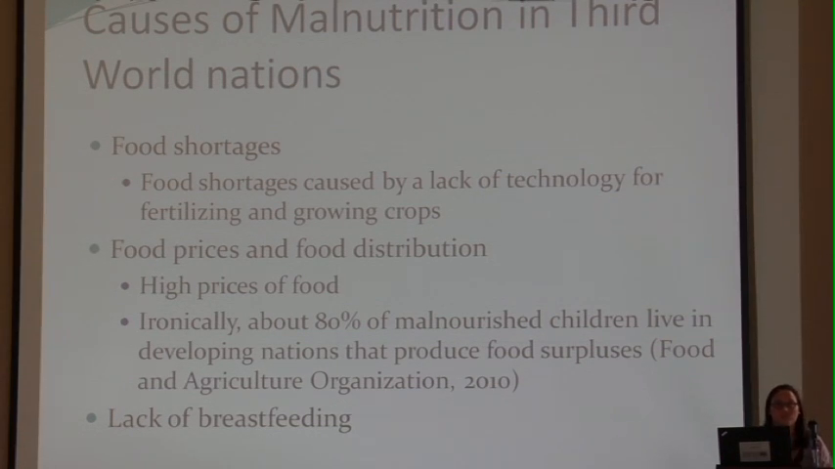In third world nations, some causes of malnutrition are food shortages. It's caused by a lack of technology for fertilizing and growing crops, food prices and food distribution, high prices of food, and ironically, as I said before, 80% of malnourished children live in developing nations that produce food surpluses, and it's because they're selling it instead of eating it themselves. And also lack of breastfeeding. In third world nations, they tend to abandon the idea of breastfeeding because of an improper latch or for pain and discomfort.